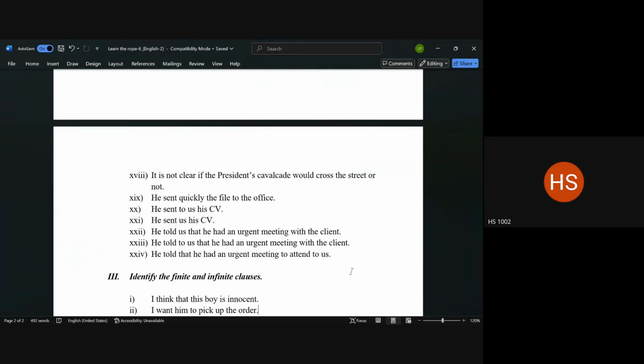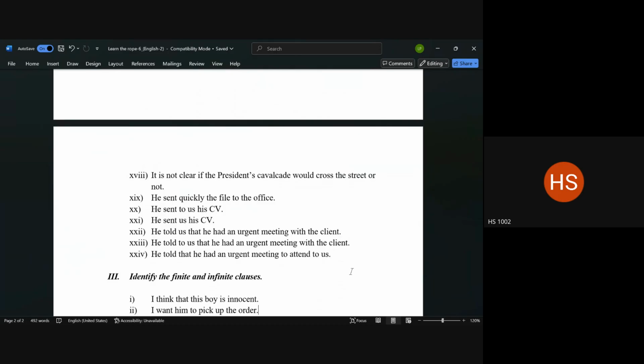Now, I think 22nd, 3rd, and 4th all are the same thing, placement of direct, indirect objects. So let's look at them. He told us that he had an urgent meeting with the client. He told to us that he had an urgent meeting with the client. He told that he had an urgent meeting to attend to us. Okay. So which among these three sentences are right?